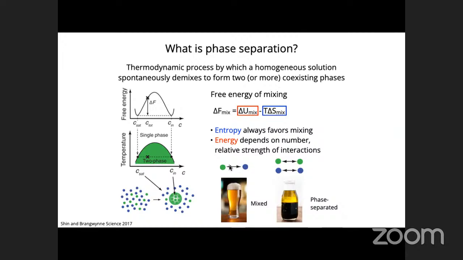So if the interactions of two unlike molecules is favorable, then it will always stay mixed because the entropy and the energy are promoting mixture. If the interactions between like molecules are really stronger than the unlike molecules, then if that exceeds the entropic cost, then it will phase separate.